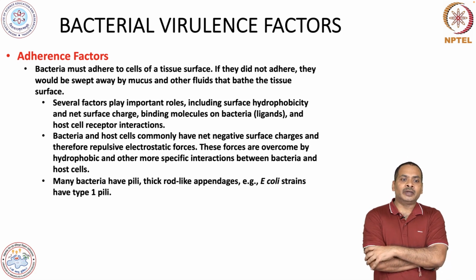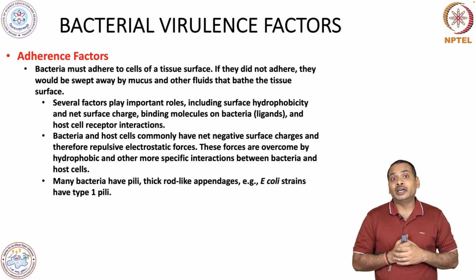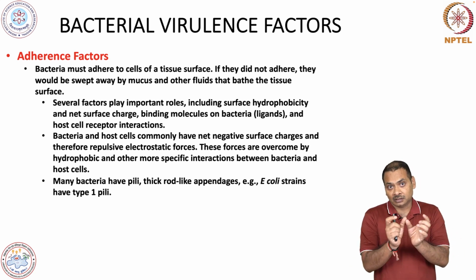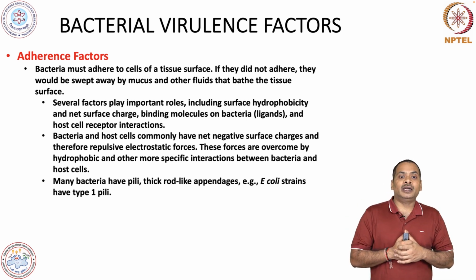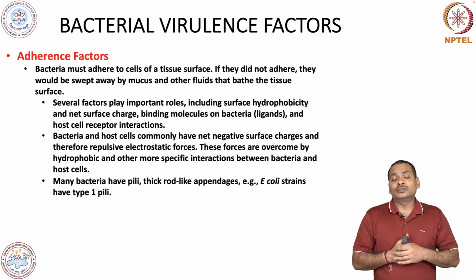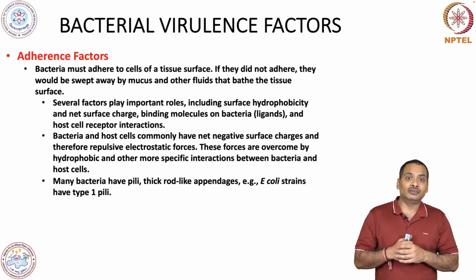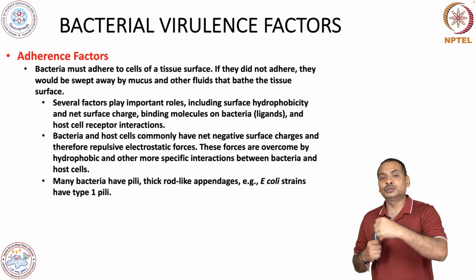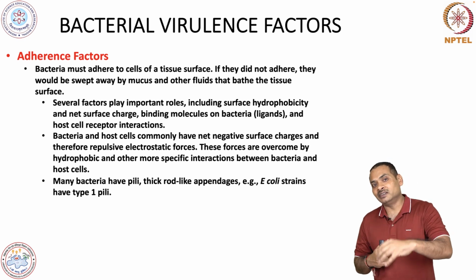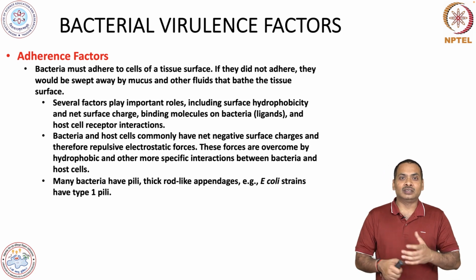Here you can see that many bacteria have pili. It is a thick rod-like appendage, a projection over the bacteria, and there is one example: the E. coli, Escherichia coli strain has pili, type 1 pili, okay. And this pili is used in order to adhere to the surface of the host cell.